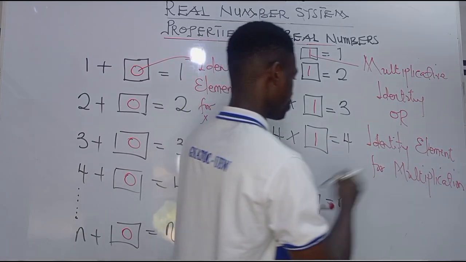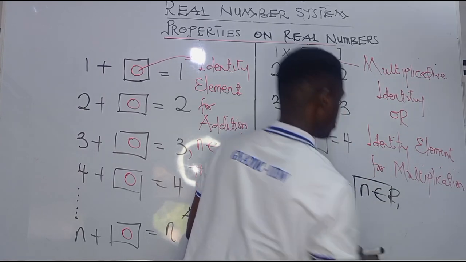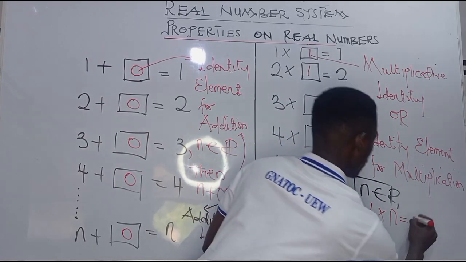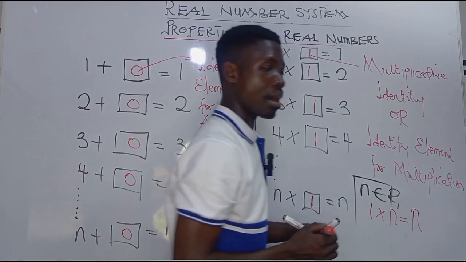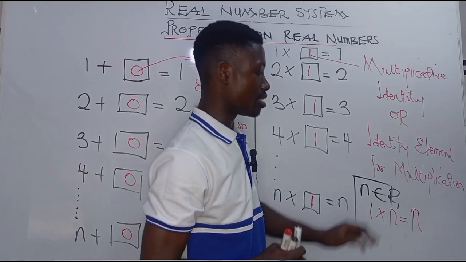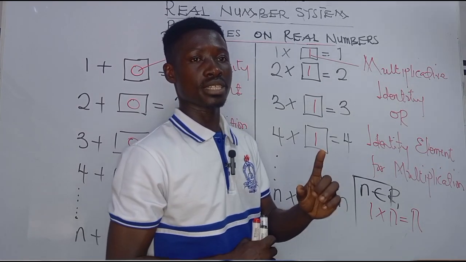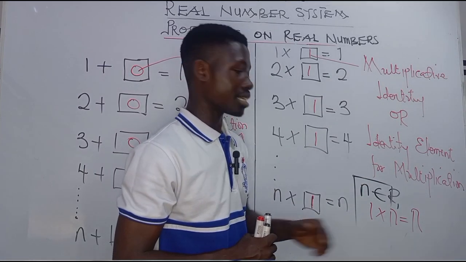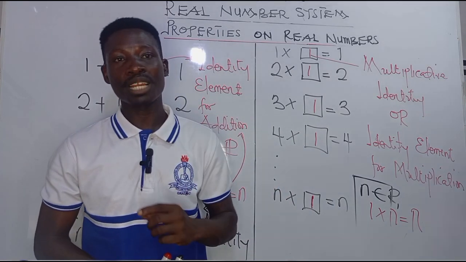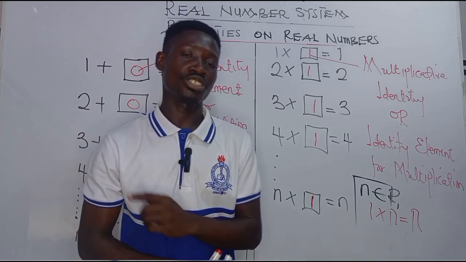So, if we are to pick any number from the set of real numbers, when we multiply that number by 1, we are still going to get the original number back. That is the multiplicative identity or the identity element for multiplication. So when I ask you the identity element for addition, you should be able to tell me. The identity element for multiplication, you should be able to tell me.